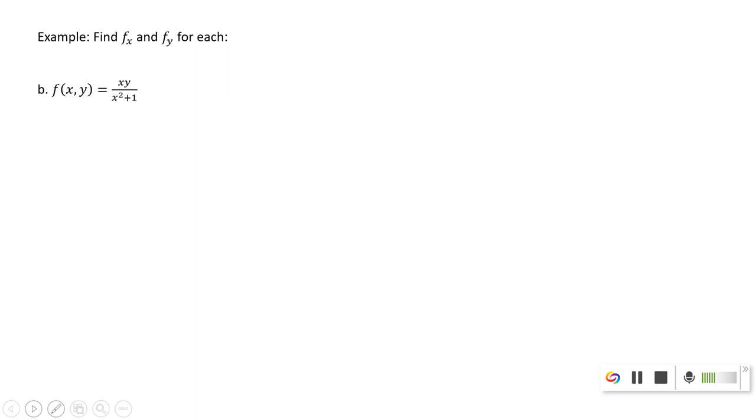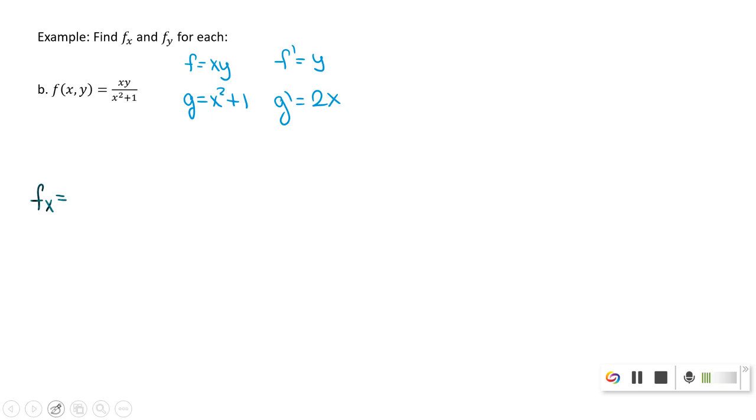All right, let's do one more. We'll find our first partial derivatives for the function f of x, y equals xy over x squared plus 1. I'm going to start with my partial with respect to x. So x is the variable. Treat y as a constant. And I'm going to use the quotient rule on this. I said f is the top, the xy, and g is the bottom, x squared plus 1.